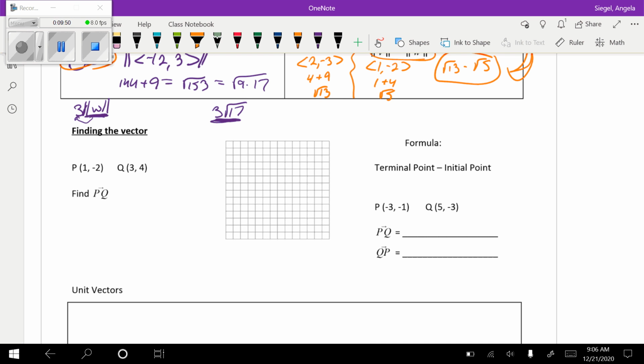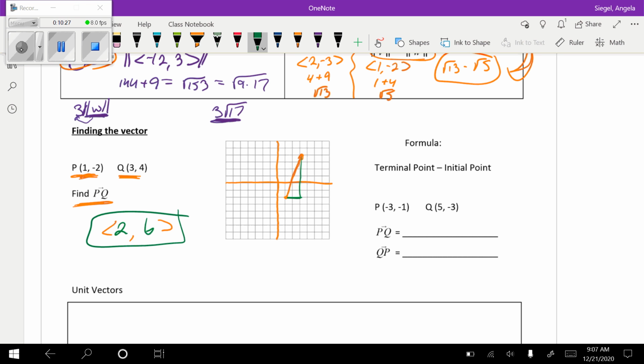Okay, so the next thing we're going to do is given these 2 points, we are going to find vector PQ. So this should look very much like what we're familiar with. So don't forget the vector component of it. It's kind of the same thing as a coordinate point. And so we're not talking about magnitude, we're just talking about the vector. And so what you're going to ask yourself is how far over did you go? And we went 2. And how far up did you go? And we went 6. And so this is our answer. This is the vector for these 2 points.